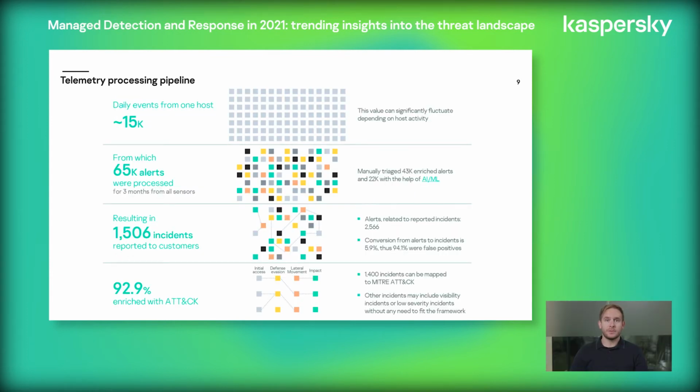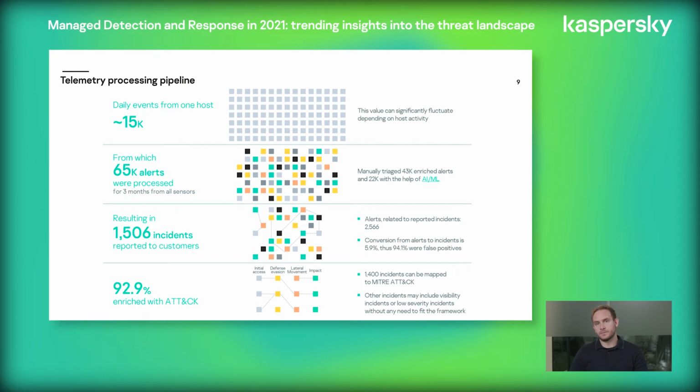Now let's look at the telemetry processing timeline. We've already discussed the technical side of our telemetry processing pipeline. Now let's see the actual numbers. Currently, we have several 100,000 endpoints in monitoring, and each of them sends on average about 15,000 raw events per day. This number, however, directly depends on the activity of hosts and can vary greatly.